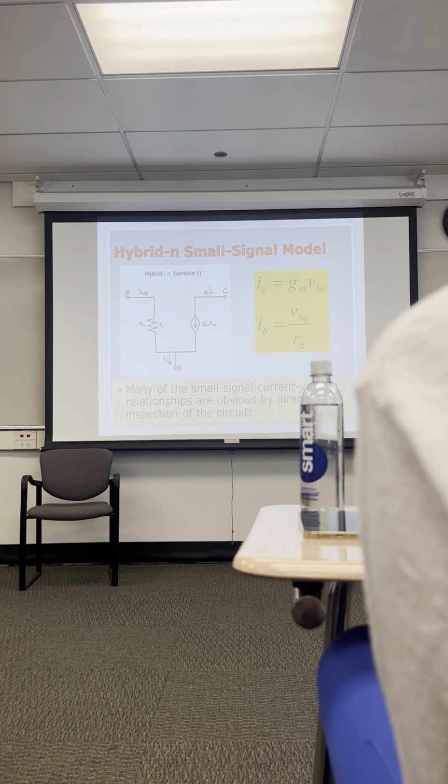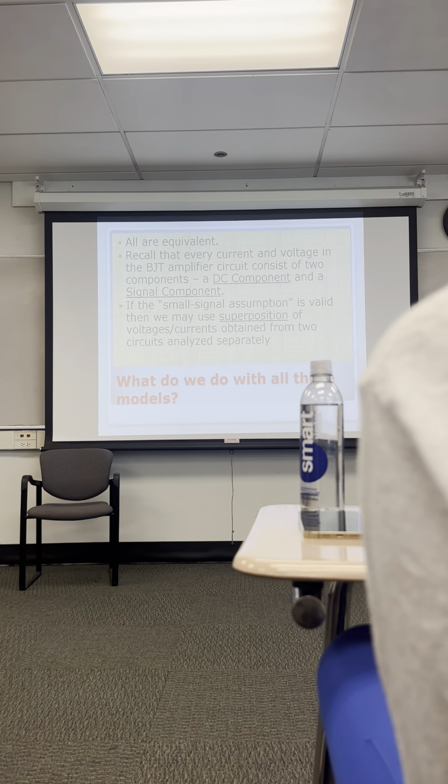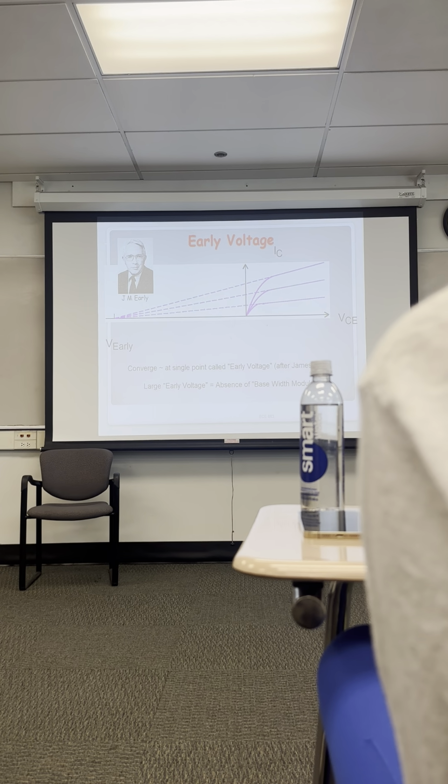Our collector current is G sub M times V sub BE, this generator. The base current is the base-emitter voltage over R sub pi. So this is an AC base-emitter voltage, not the DC base-emitter voltage. So the AC on the base-emitter increases the base current. That's just transferring to those equations. Now this model here is something about superposition.